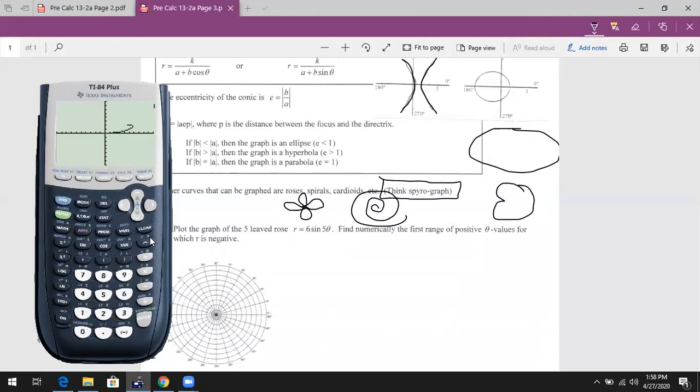And we graph this and we end up with a 5-leaf rose, as it says. I'm going to end this video and come back just because this one's getting long, and we'll deal more with this.